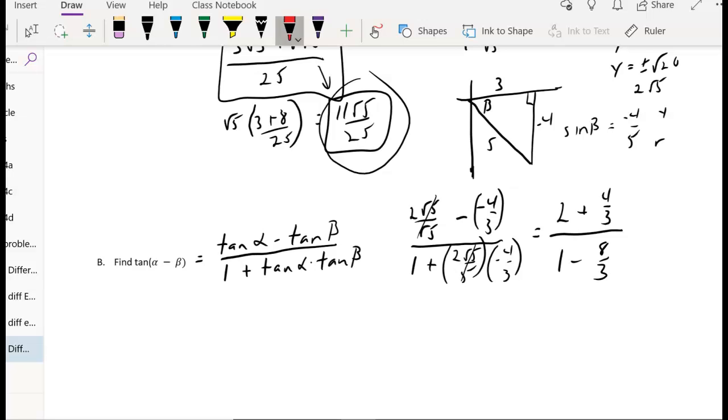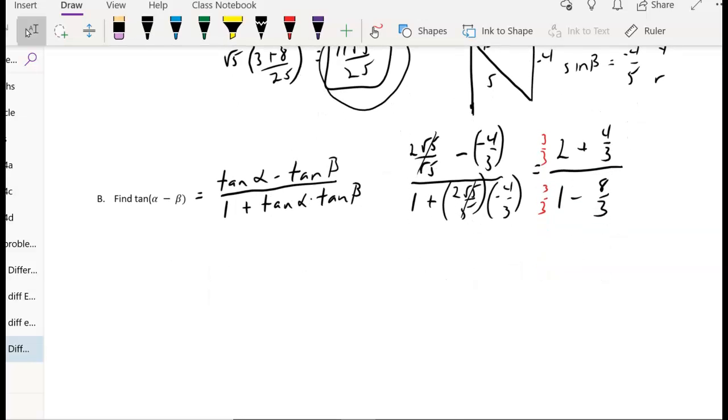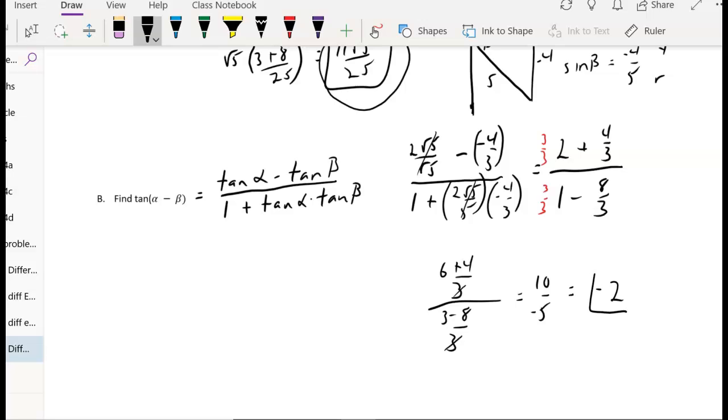Let's go ahead and simplify this. So this is going to be times 3 over 3, and so is this. Getting a common denominator in the numerator, we have 6 plus 4 over 3. In the denominator, we have 3 minus 8 over 3. The 3's cancel. We have 10 over negative 5, and it reduces to a final answer of negative 2. Okay, hope you found this helpful.